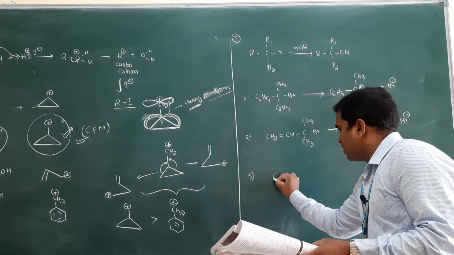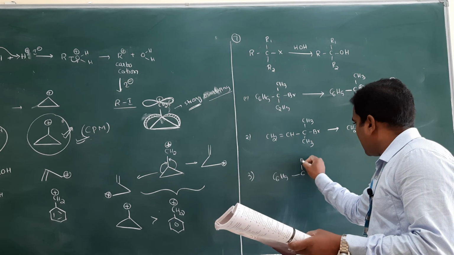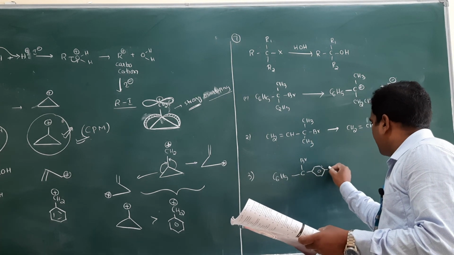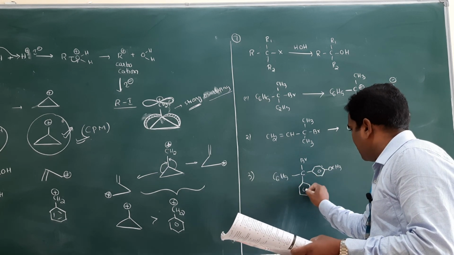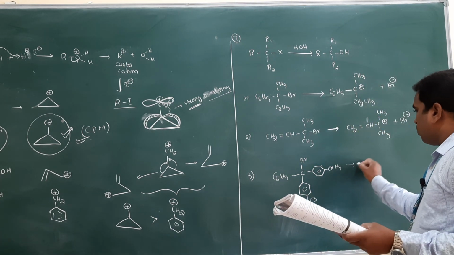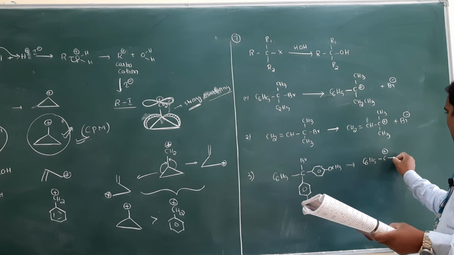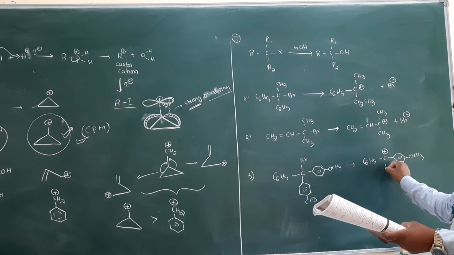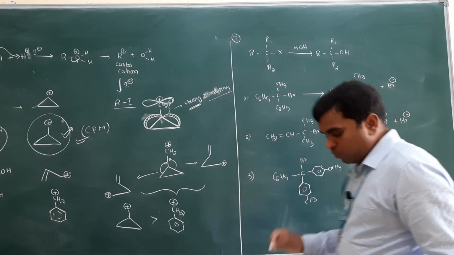Come to the third one. Third one is C6H5 and here CBr, and they have given here one on the benzene ring CH3, another one on the benzene ring there will be a CH3. Clear ma? If you see this, then what carbocation you will get? C6H5, C plus, and here there will be a OCH3, and here on the benzene ring there is a CH3.